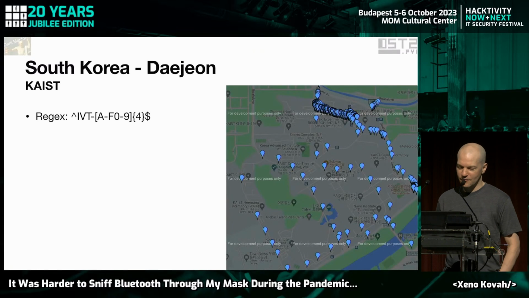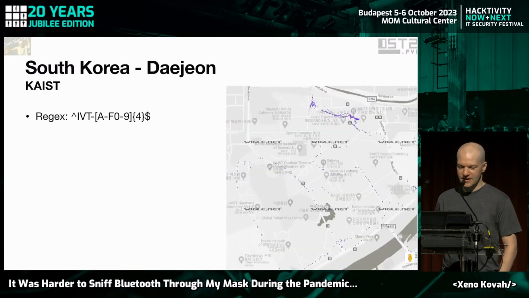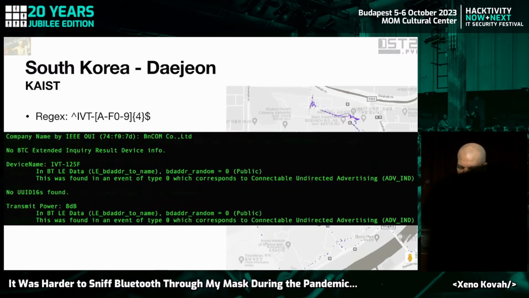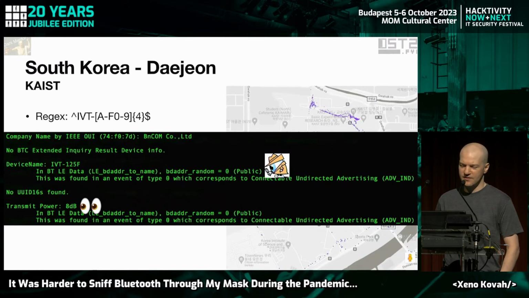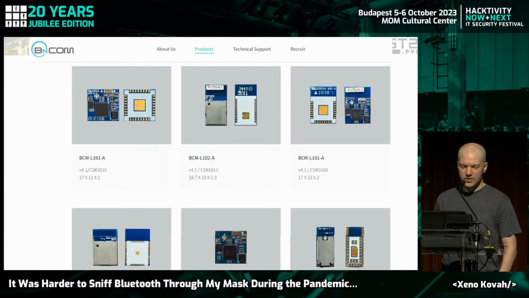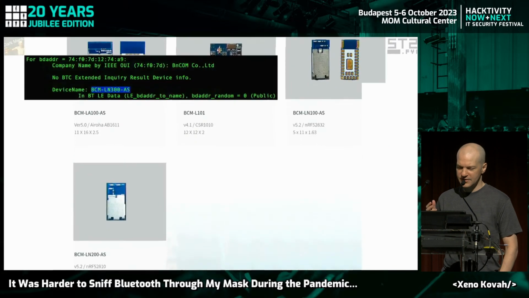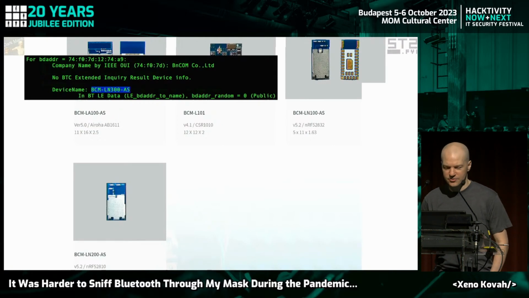Another thing: I went and visited a professor at KAIST, which is one of the top schools in South Korea. I was looking around at devices, and one caught my eye because it had 8 dB transmit power. That's kind of high. I was asking, what is that thing? I looked at it, and the BD address said it's BNCom. What is BNCom? I looked it up. It turns out to be a Korean-only Bluetooth module maker, and you can see they've got a product listing of all the various modules you can buy.